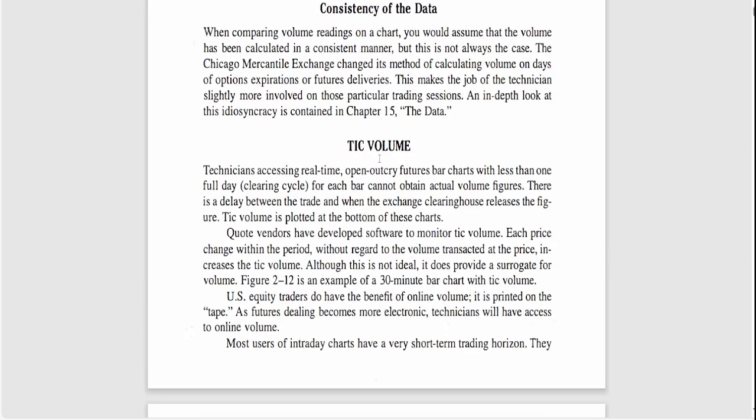Tick volume is basically the number of times price changes within a candle in a particular period. You can read that.